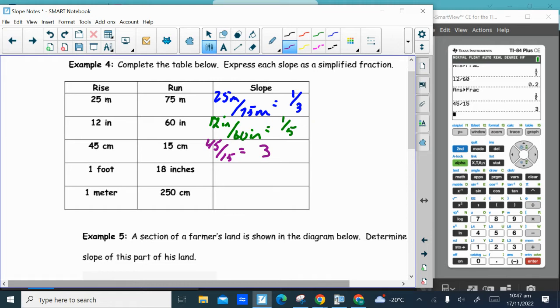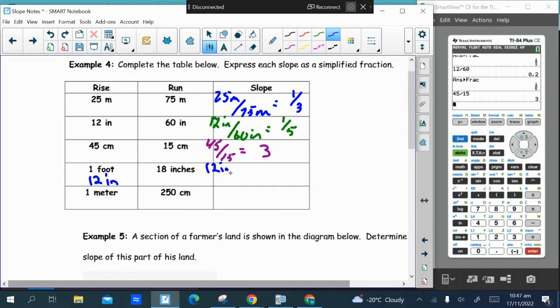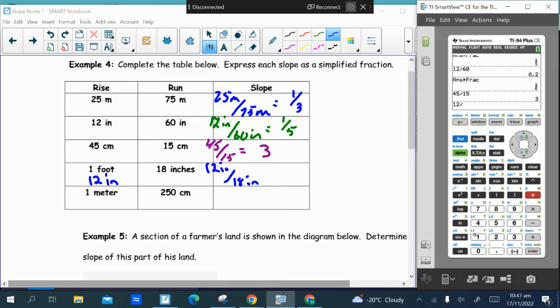Now for the next one, they're not in the same unit. The rise is in feet, the run is in inches. We have to have them in the same unit, so remember that 1 foot is 12 inches. You have to do that conversion before you calculate the slope, which will be a rise of 12 inches over a run of 18 inches. 12 divided by 18 is 0.6 repeating.